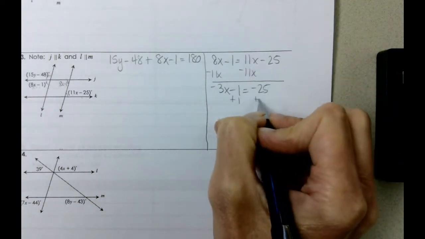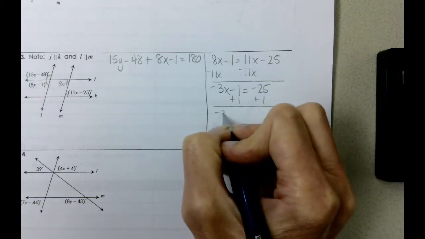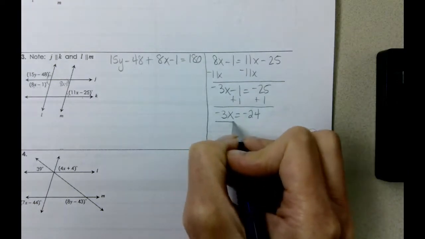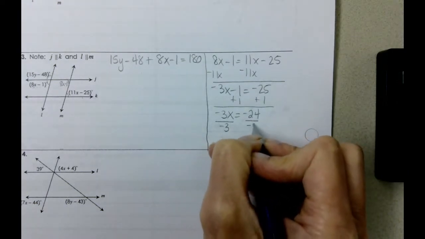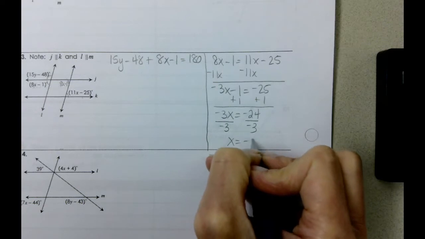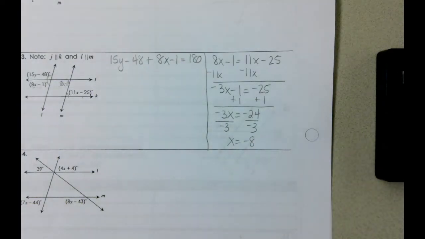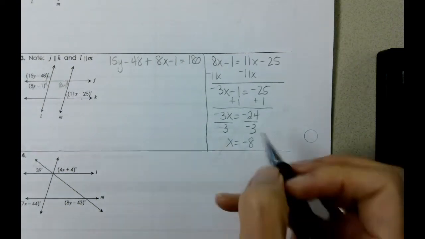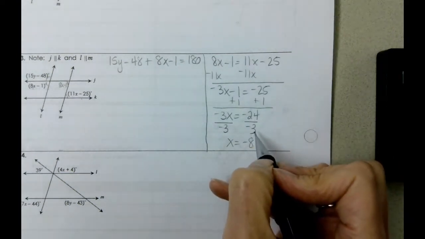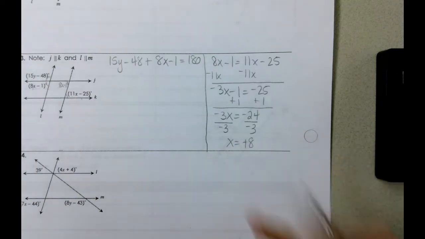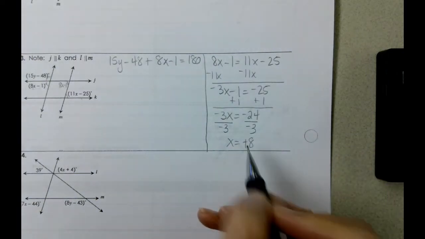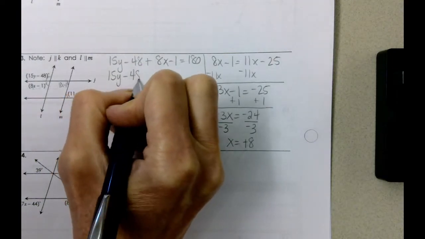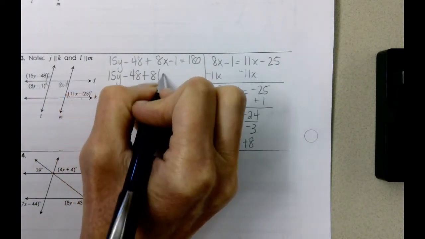Add 1 to both sides. We get negative 3x equals negative 24. And divide by negative 3. So x equals 8, because negative 24 divided by negative 3 is positive 8. And now that we know that, we can take this value of positive 8 and put this back into our equation over here for x.